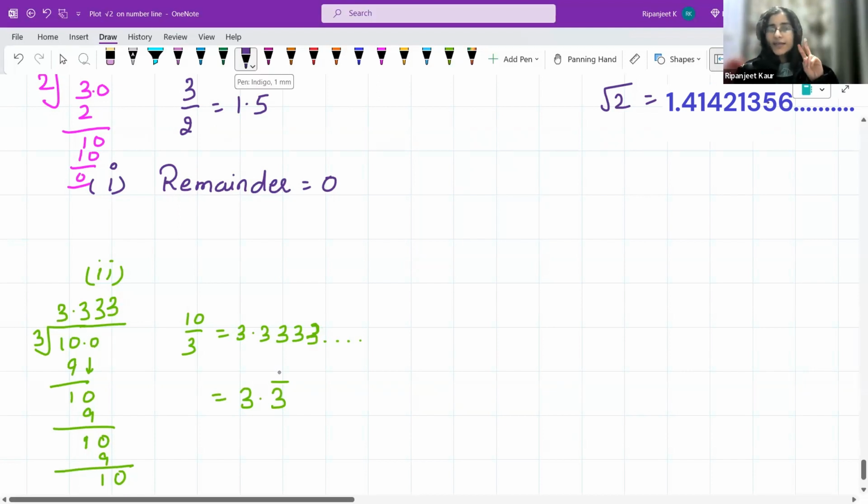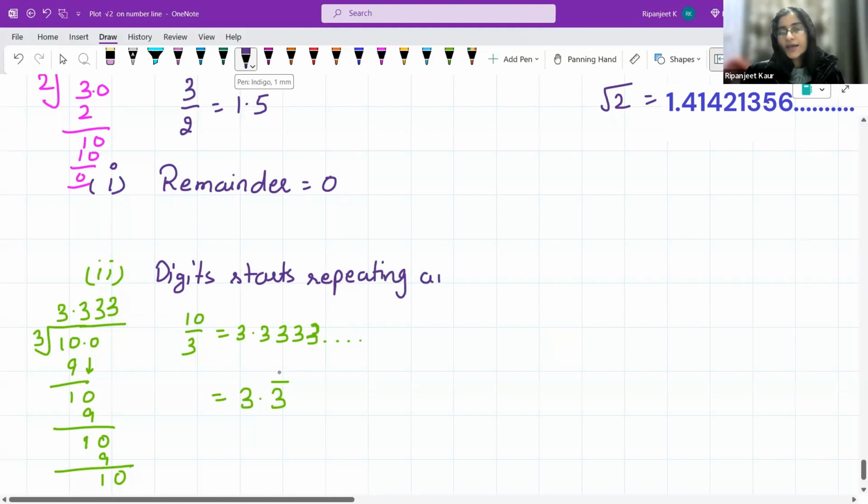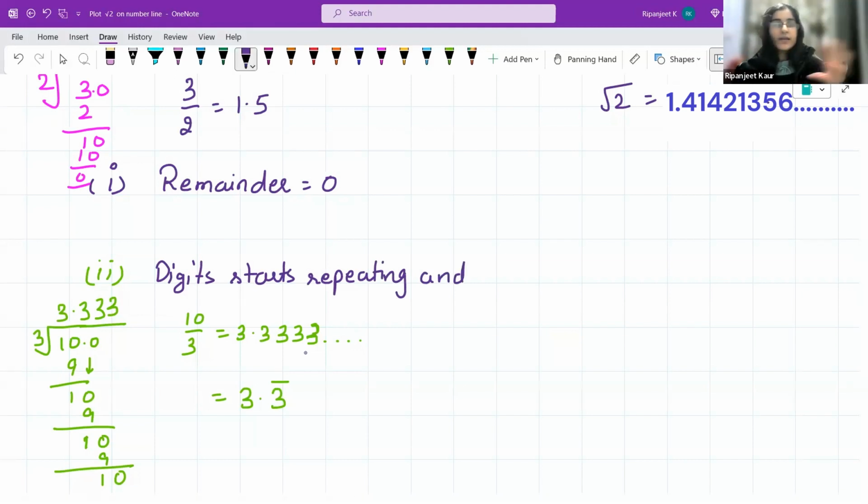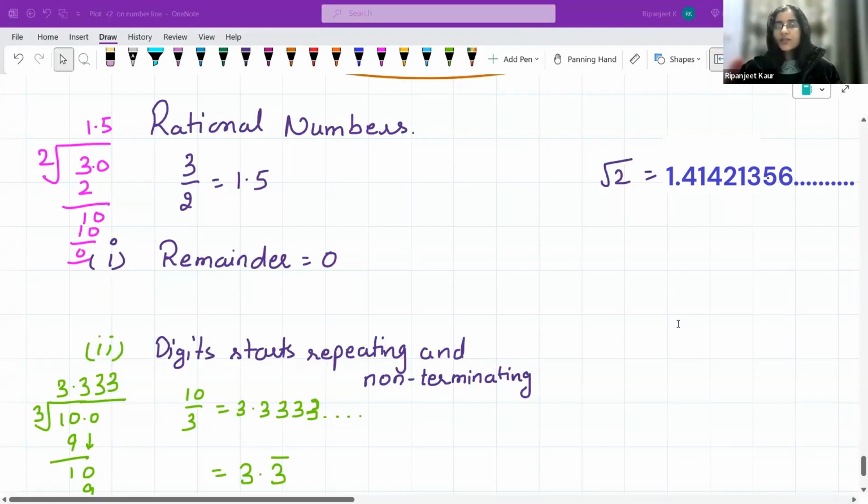So what is the second indication for a rational number? Well, the digits start repeating and are endless, not ending. So we call that non-terminating. Do you remember we did this in the first session? So these are the two indications of rational numbers. Either the remainder will become 0 at the end, or the digits will start repeating and be non-terminating. They are not going to end, right?